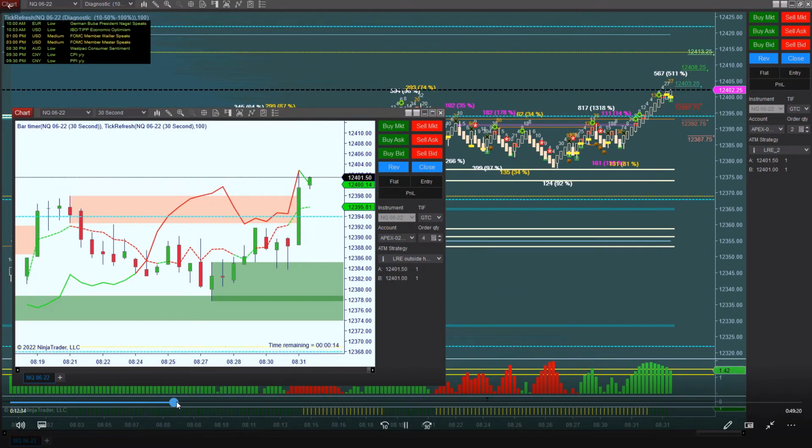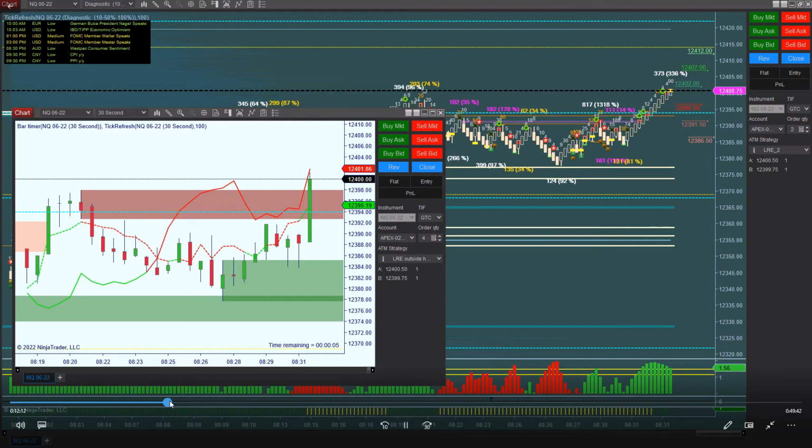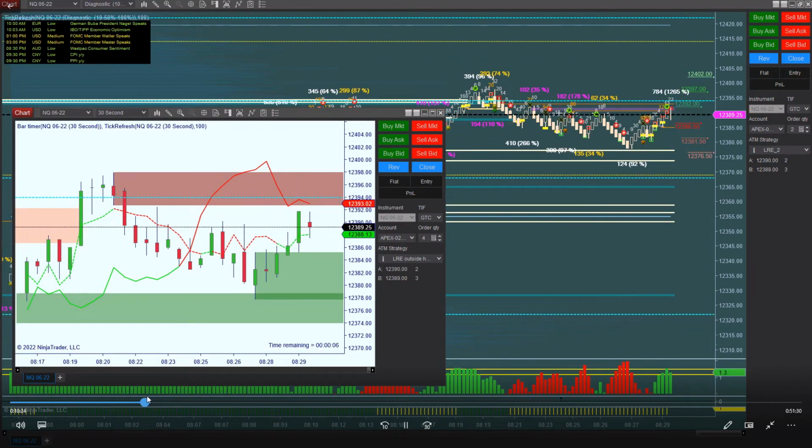Okay, there's a breakout long. Remember what level I said I wanted it to break? Let's go back.